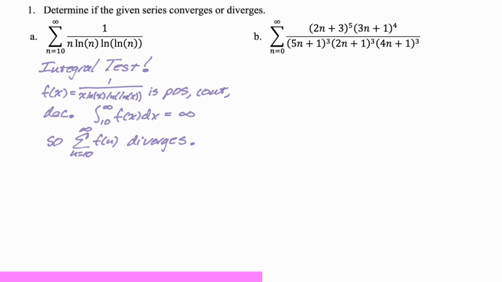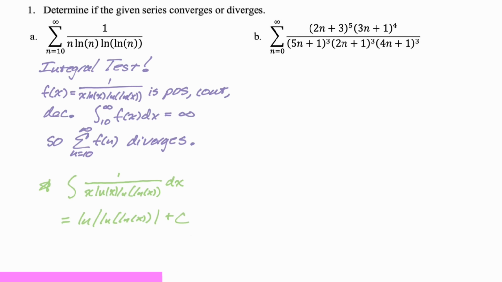The integral from 10 to infinity of f of x dx is definitely infinity because we end up with the natural log of the natural log of the natural log of x, and then natural log of x goes to infinity, so you're just doing the natural log of infinity ultimately. That diverges, so the series diverges. Here's what the integral ends up looking like. You're going to let u equal the natural log of the natural log of x and kind of go from there. But this is what we end up getting.